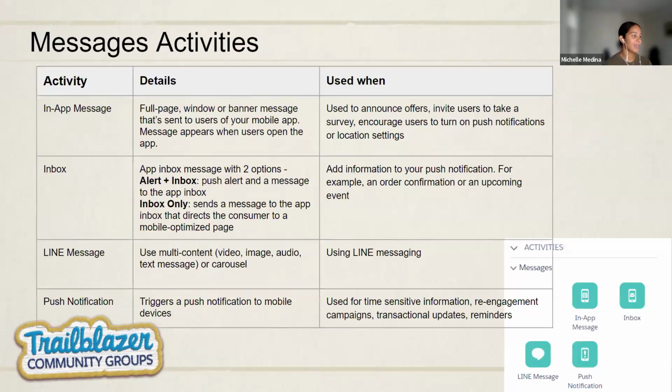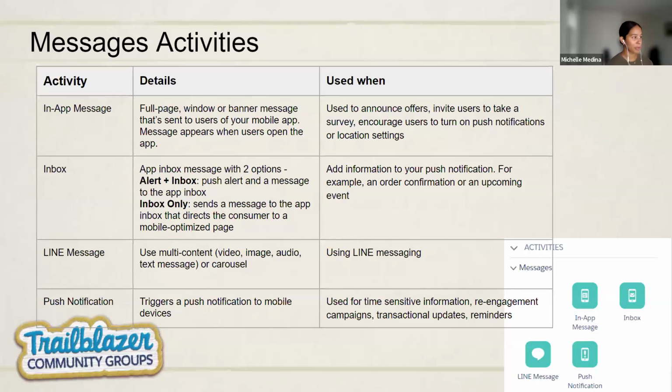So just to look at those other messages activities. So we have the in-app message. What an in-app message is, it's really like a full page or a window or a banner message that's sent to your users of your mobile app. And that message appears when the user actually opens the app. So once they open the app, they'll see that message that you've configured. If it's either a window or a banner message, once they open it, you'll see that. And that's typically used to announce offers or invite users to take a survey, encourage them to turn on your push notifications or turn on your location settings.